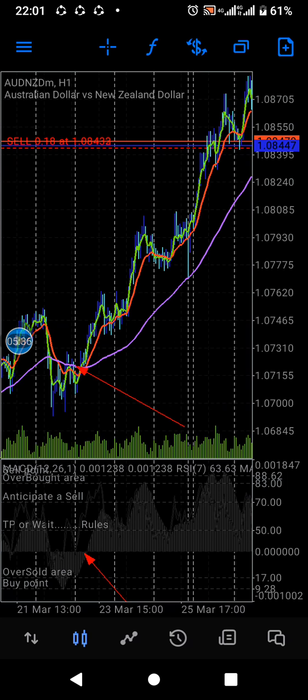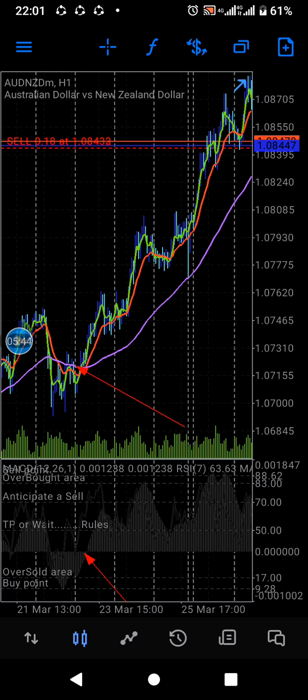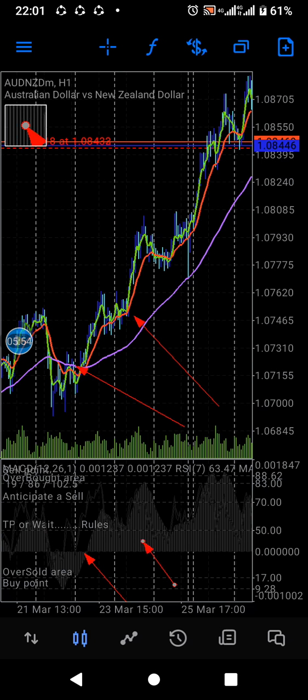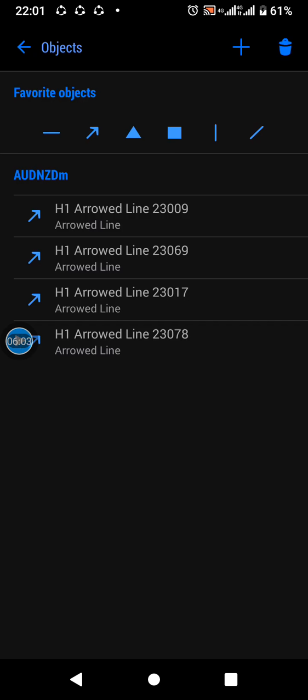Okay, now take a look at this arrow. There's a cross there. Take a look at this band here. Take a look at our MACD at the bottom. Take a look at our high.